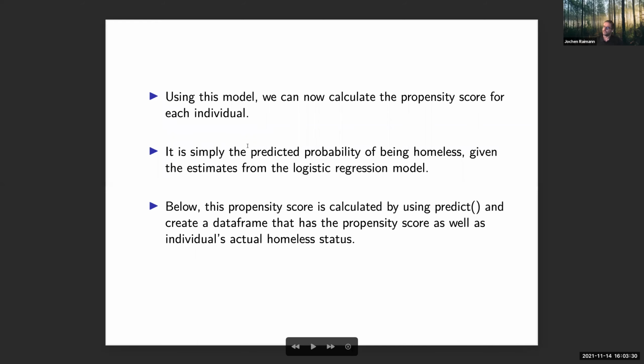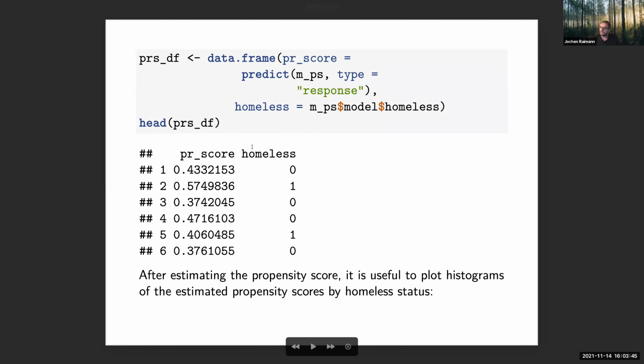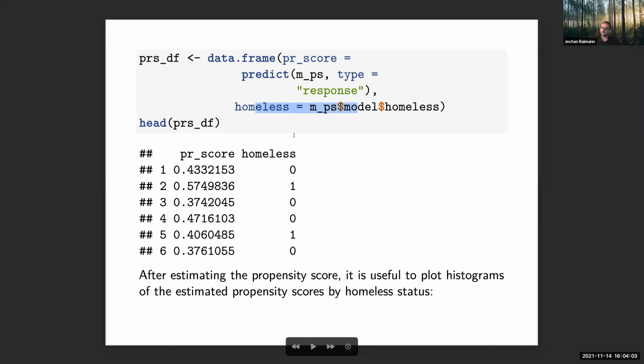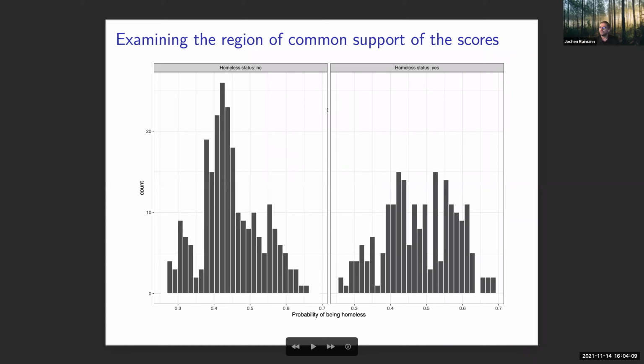So using this model, we can now calculate the propensity score for each individual. It's basically the predicted probability of being homeless given the estimates. So we are predicting now the propensity score. We're doing pr_score is predict, the model, type response. Homeless is homeless. So you get, with the predict function, an outcome for each individual, right? So you can now examine the region of common support of the scores.